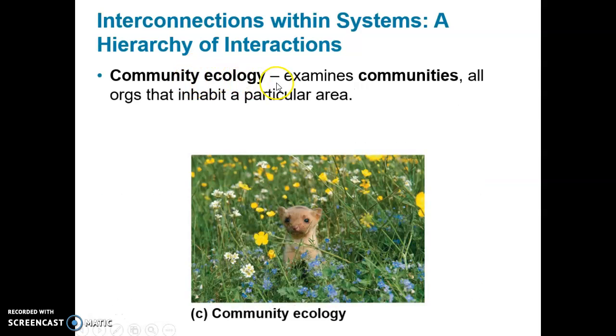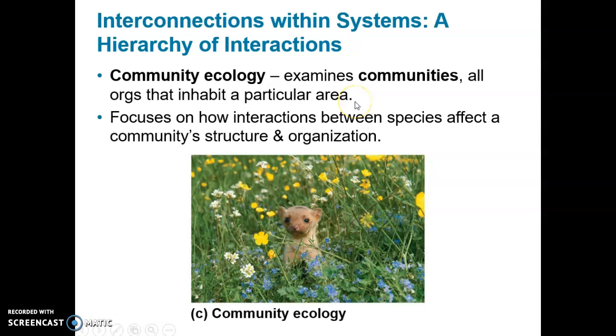Okay, moving up to community ecology, examining all the communities: yellow flowers, blue flowers, white flowers, grasses, rodents, etc., things that eat the rodents like hawks and such, all the organisms that inhabit a particular area or region. It focuses on the interactions between the different species and how those interactions affect the community structure, meaning which species are found, which ones are omitted or pushed out, what the population density of the different species is, right? And those all are based on the different interactions between the different species.